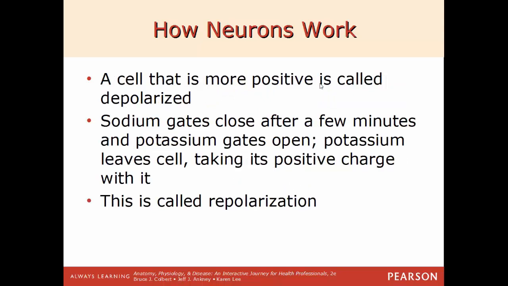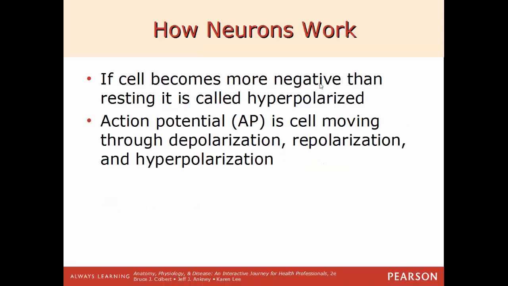Now, these sodium gates will close after a few minutes, and then potassium gates will open. Potassium will now leave the cell, taking its positive charge with it. This is called repolarization. It's going back to normal. If a cell becomes more negative than when it's resting, this is called hyperpolarized. And this whole process is called an action potential, or AP. This is when a cell goes from being depolarized and then repolarized and also hyperpolarized.